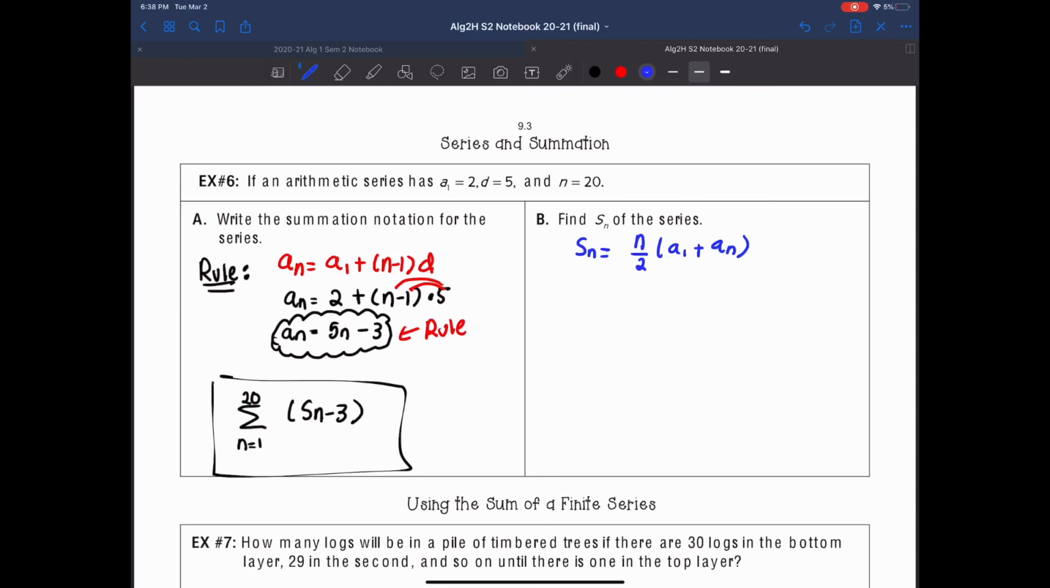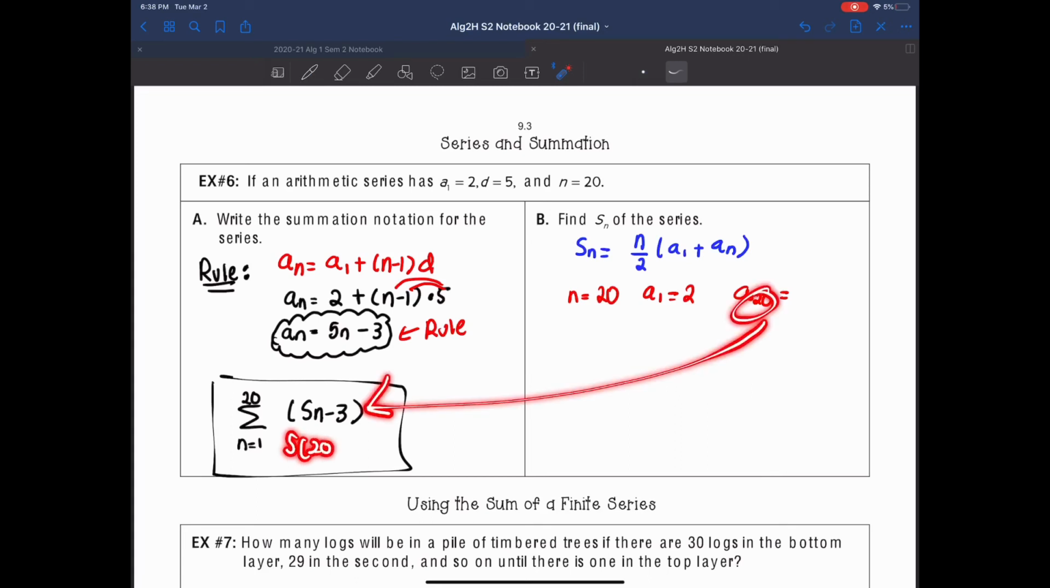Well, I know that n is the first thing I'm plugging in, and n is equal to 20. That's given above. I know that a sub 1, that's the first term, and we already are given that. That's 2. So a sub 1 is 2. And then a sub 20, we could easily find that simply by plugging 20 into the rule. So we'll say 5 times 20 minus 3. 5 times 20, that's going to give you 100 minus 3. So we find that a sub 20 is going to give us 97.